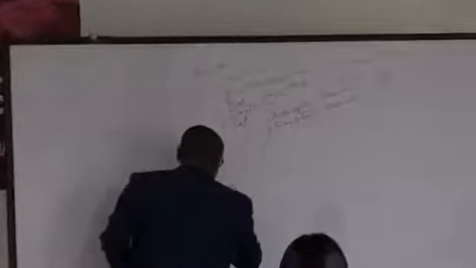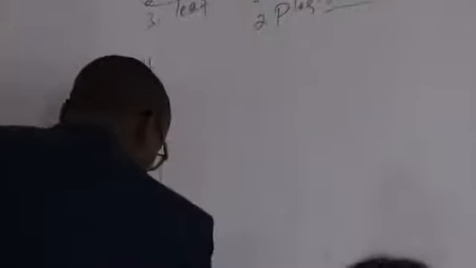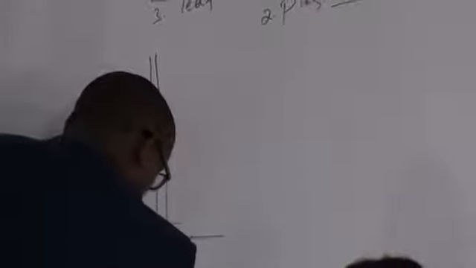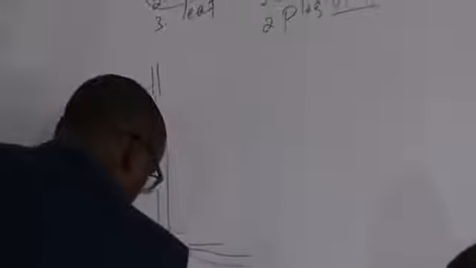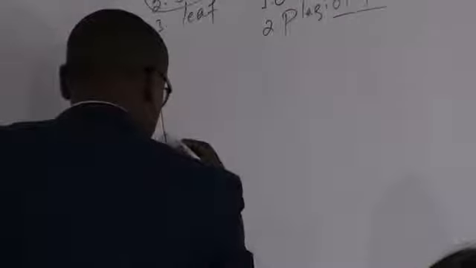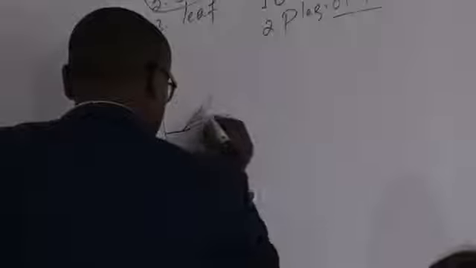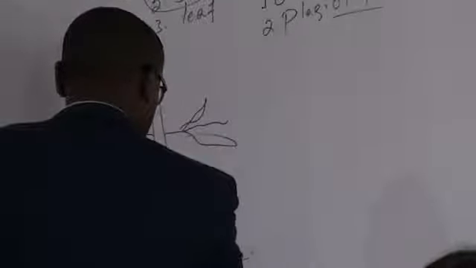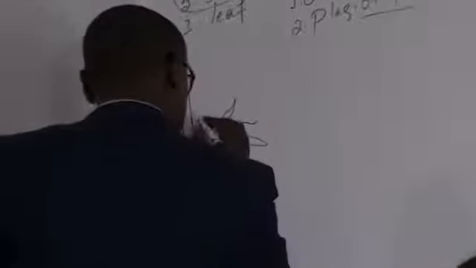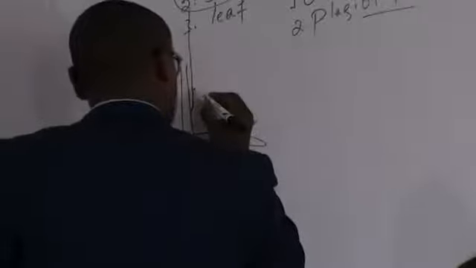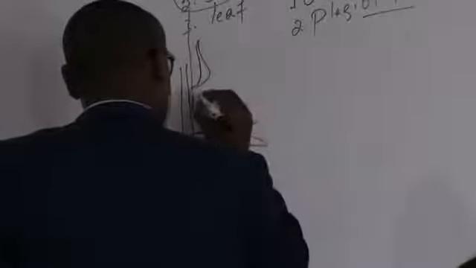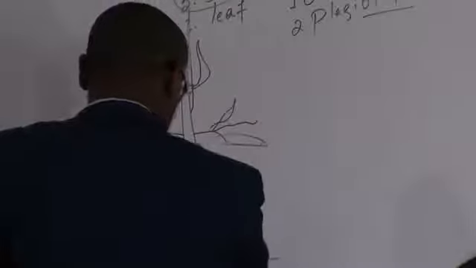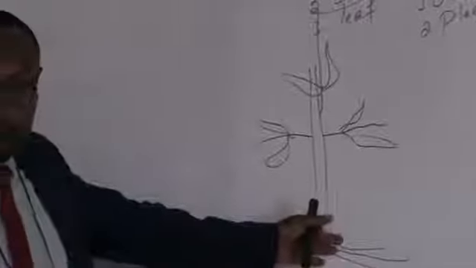So let me show you. Let's say this is a stem of coffee. This is the root. This is a stem. So we do have this type of branch. This is also considered as a branch. Sometimes some branches are just grown like this. So assume this is a coffee tree.